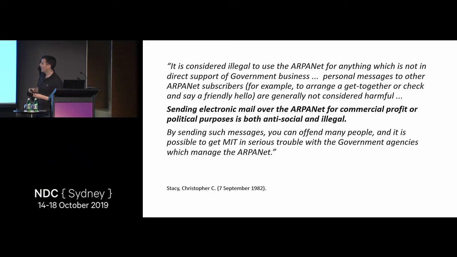Now, I came across this quote here, and this is by an MIT member of staff. And they start to become concerned about what people are using ARPANET for. And they say that sending electronic mail over ARPANET for commercial profit or political purposes is both antisocial and illegal. By sending such messages, you can offend many people, and it's possible to get MIT in serious trouble with the government agencies which manage the ARPANET. So bear in mind, with all of these things, the academic and government focus at the time, the idea of these things being used for commercial use is a scary idea for these people. Of course, we know how that's going to end up.